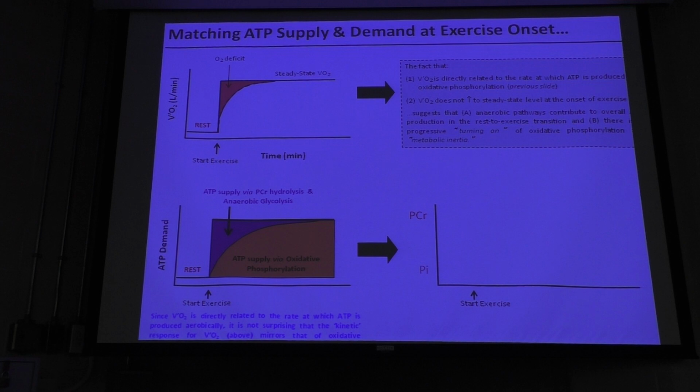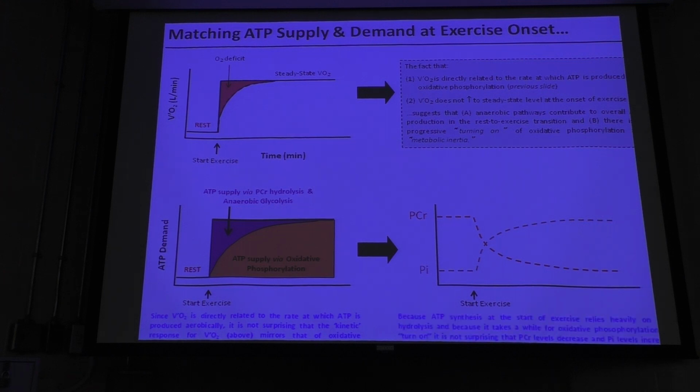Now, if you looked at the time course of changes in phosphocreatine and inorganic phosphate in this rest to exercise transition, what you would see is that they would go from their steady state resting levels, and you would see that phosphocreatine levels would degrade, reflecting this phosphocreatine hydrolysis, and as a result, with the breakdown of stored ATP, you would see that inorganic phosphate levels would rise. And again, they follow a similar kinetic or time-dependent time course.